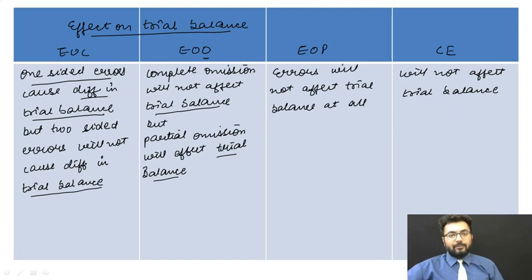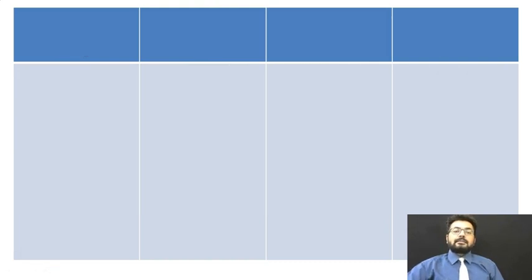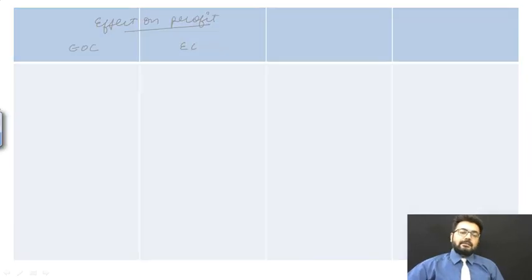Okay, got my point? You guys are getting my point? Now, what is going to be the effect on profit? The next is the effect on profit. The effect on profit is going to be for errors of commission, errors of omission, errors of principle, and compensating errors.